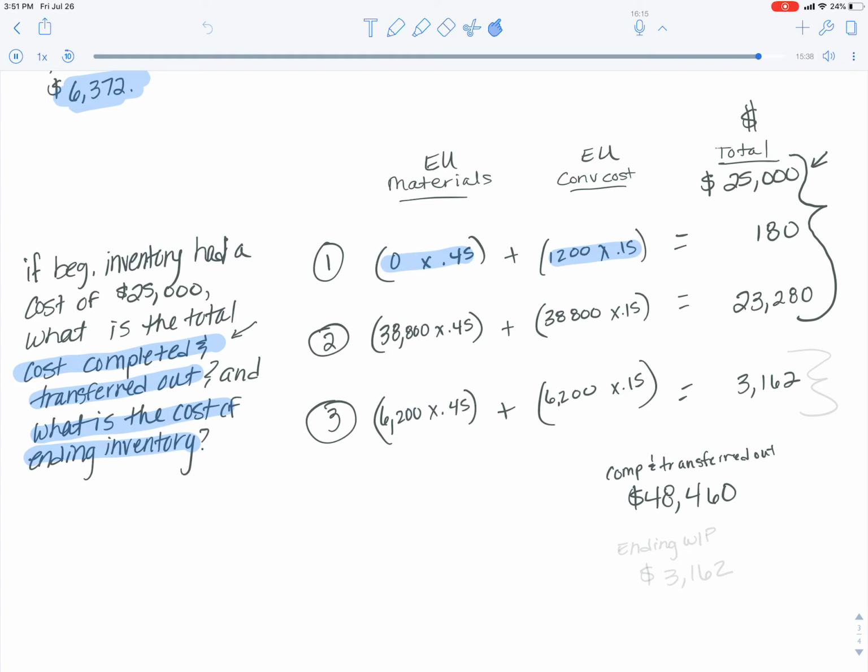And then our last question is, what is our ending work in process? So our ending work in process is what we have in group 3. So ending work in process is 3162. And that's the answer in dollars.